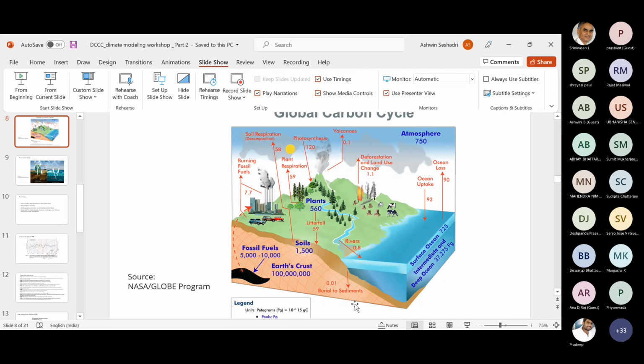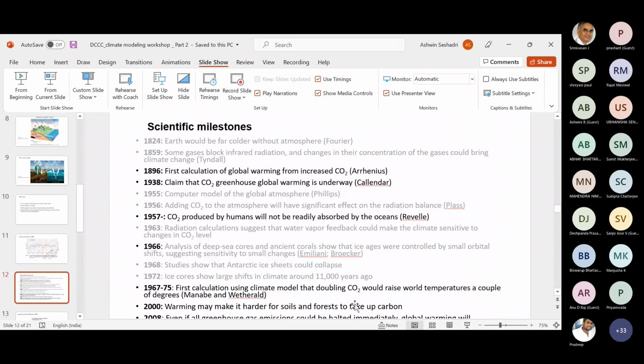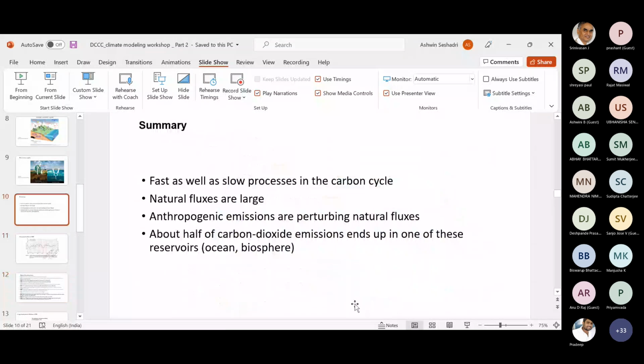In many ways, it turns out that the lifetime of CO2, if you were to think naively, what's the lifetime of CO2? The atmosphere has 750 petagrams of carbon, and the ocean takes up 92. If you divide the two, you get roughly a 10-year lifetime, which is consistent with Revelle's initial finding that a molecule of radioactive carbon ends up in the ocean within about 10 years.